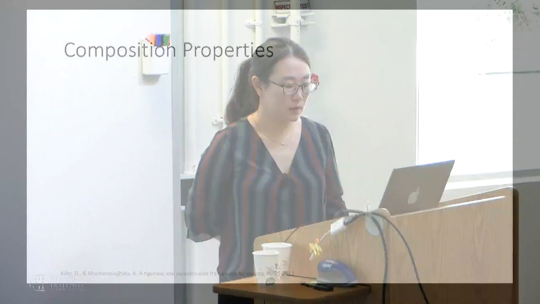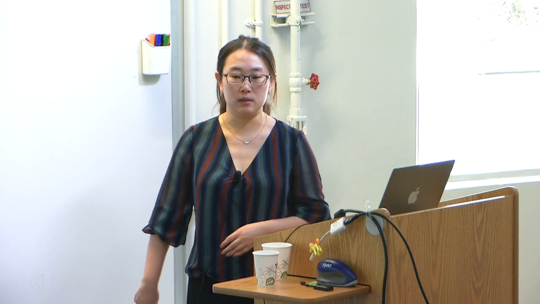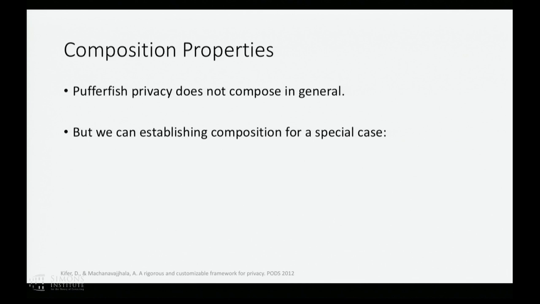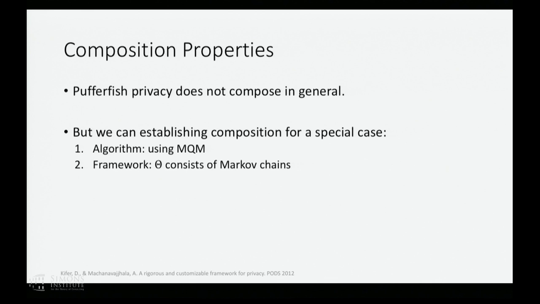Additionally, I would also like to mention the composition property of MQM, because composition is very important in practice. We all know that differential privacy composes very well, but it was shown in the original paper that, in general, pufferfish privacy does not compose. So what we want to do is look at a special case where the algorithm we use to guarantee pufferfish privacy is MQM, and the data comes from a Markov chain. In this case, we would like to show some composition results.